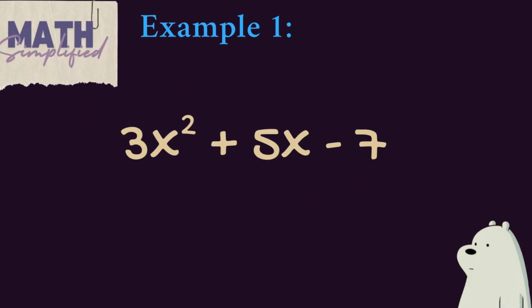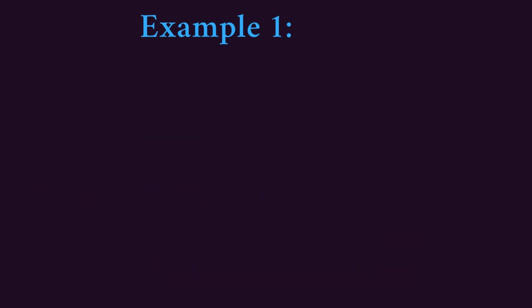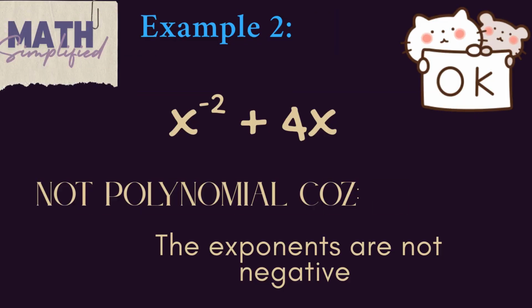So for example, let's see this: 3x squared plus 5x subtract 7. This expression is a polynomial since it doesn't have a negative exponent or a fraction. It's all whole numbers. But for this one, if it's x to the power of negative 2 plus 4x, this is not a polynomial because of a negative exponent.